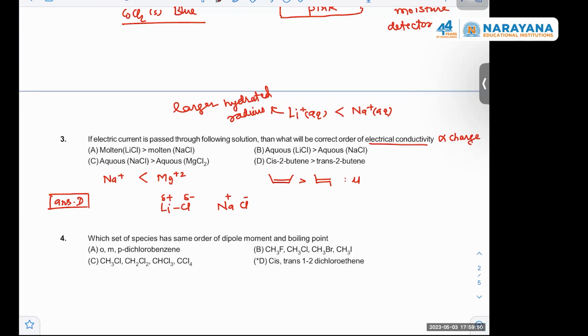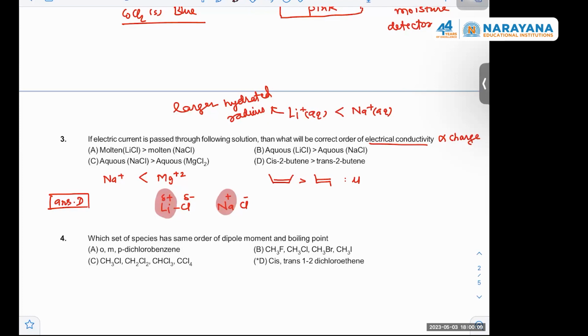The Na plus will give attraction to the electrode. So these charges will be considered, like this is having partial plus and this is having complete plus. That tendency is actually making it more electrical conductor.